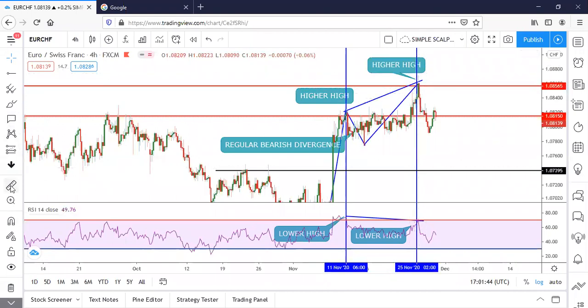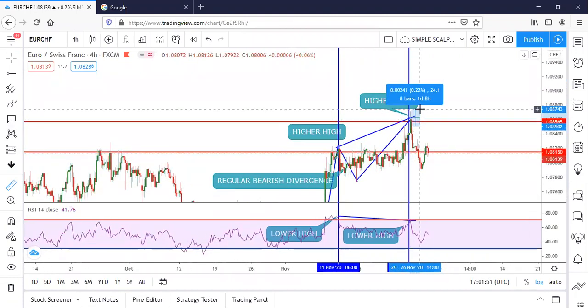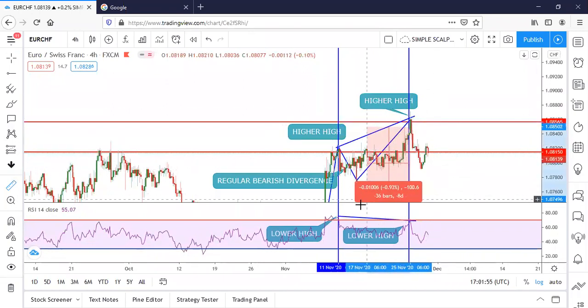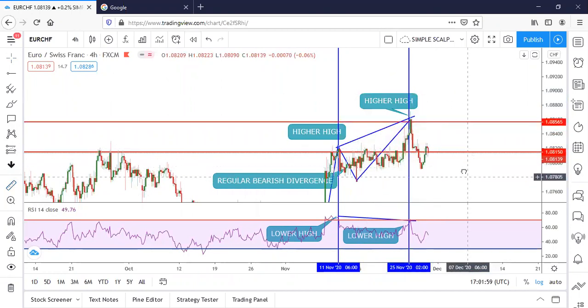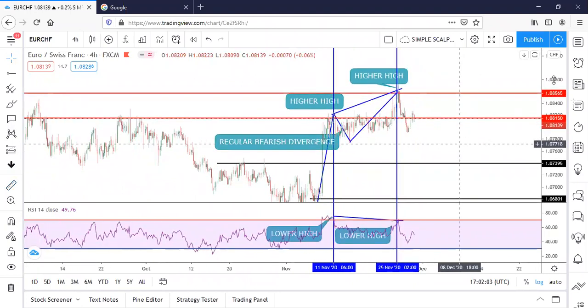This may give you a good risk reward ratio if you have taken your trade around here, probably with 30 pips, and it has produced about 60 pips already. And it's still going down. So that is that. I hope this is clear to you guys. So now let's move to the hidden part of the divergence.